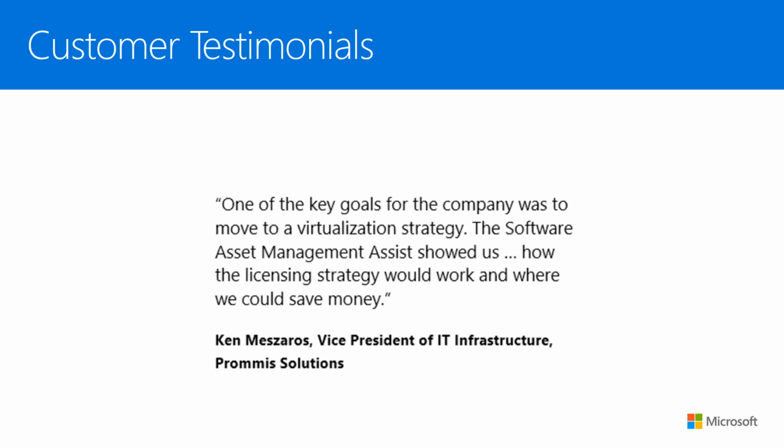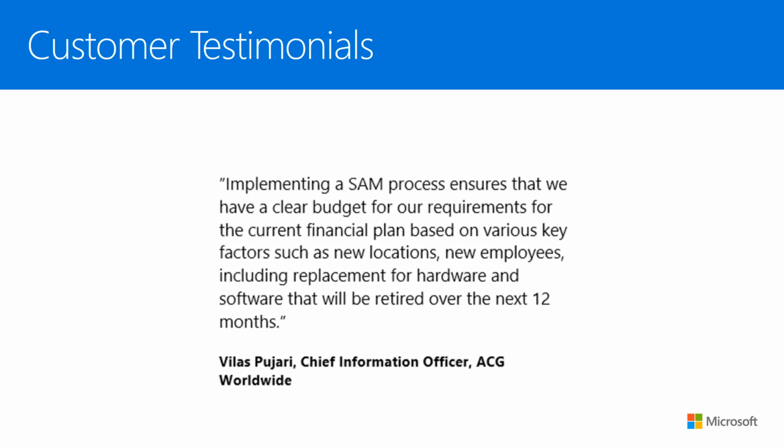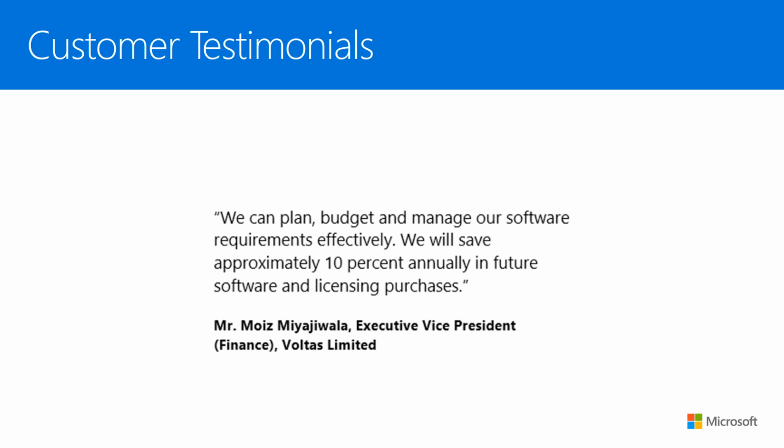Promise Solutions used a SAM engagement to look at moving to a virtualized environment, and you can see here that they now have a clear picture of how the licensing strategy will work and where they can save money. ACG Worldwide are here and who, thanks to the SAM processes they've implemented, now understand what their hardware and software budget requirements will be over the next 12 months. Voltus Limited estimate that they'll save approximately 10% every year in software and licensing purchases because they can now budget and manage their software requirements more effectively.